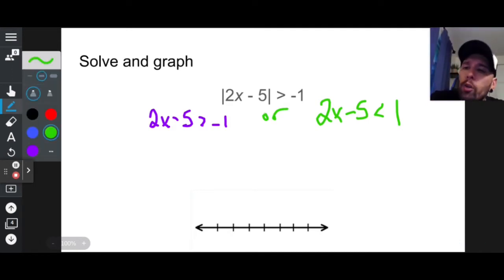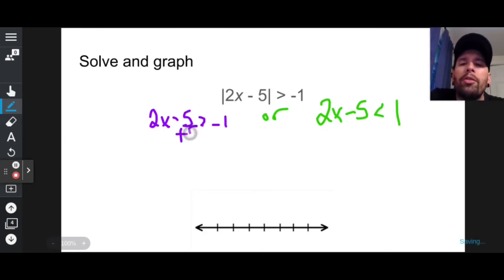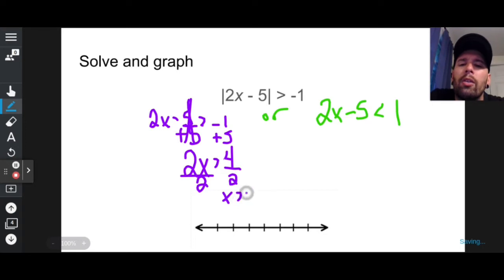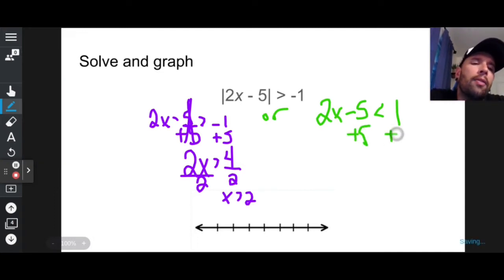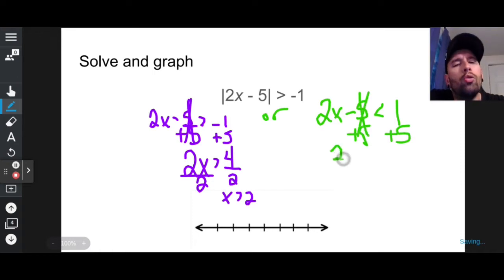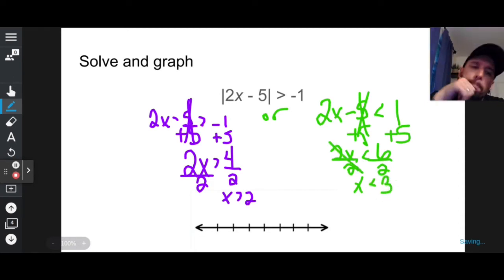And then I solve each one individually. Okay? 2 times x minus 5 is greater than negative 1. Well, let's add 5 to both sides. Cross out. 2x is greater than 4. Let's divide by 2. And I've got x is greater than 2. Or add 5, cross out. 2x is less than 6, divide by 2, and x is less than 3. That took me a second there, and I'm not sure why.